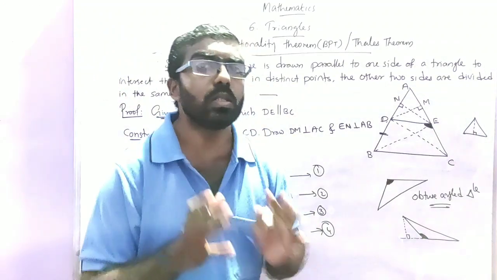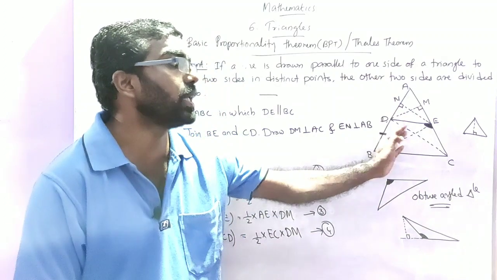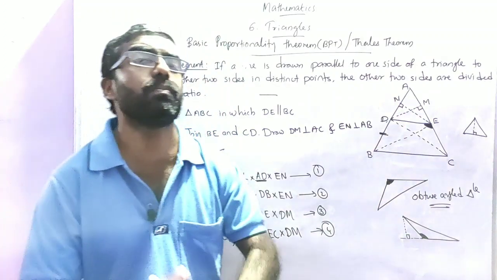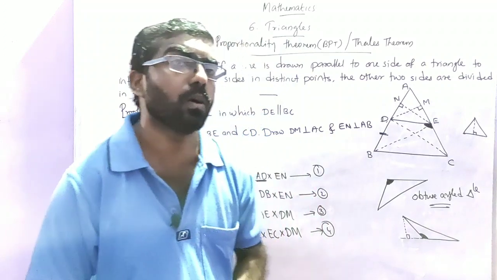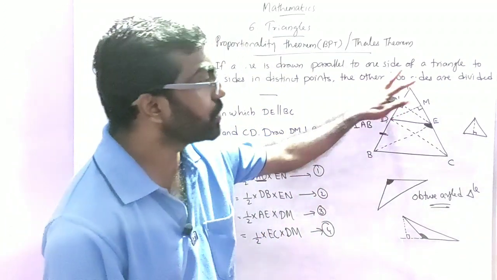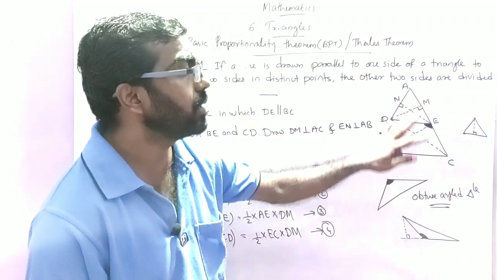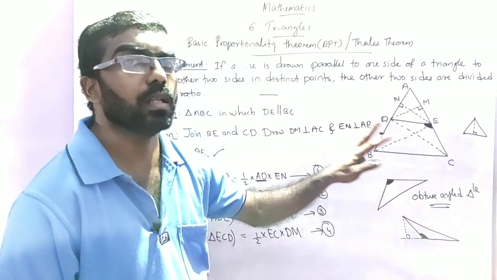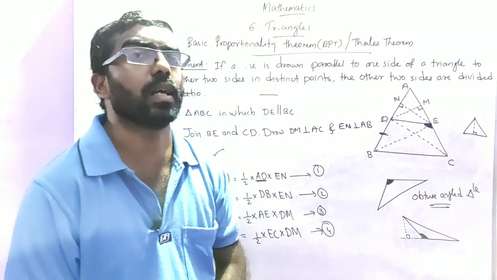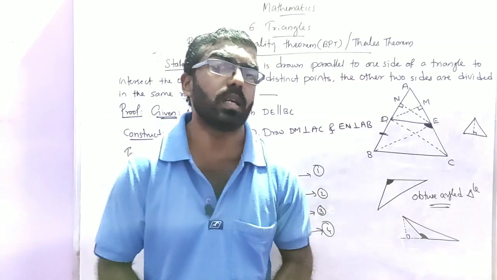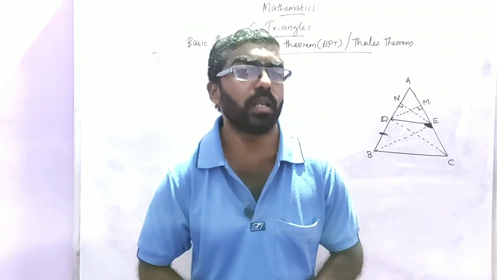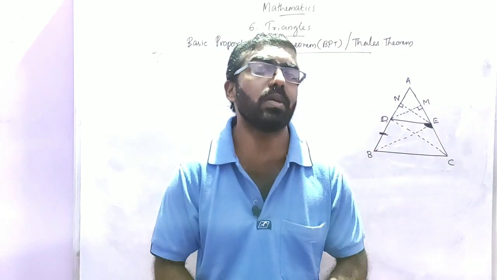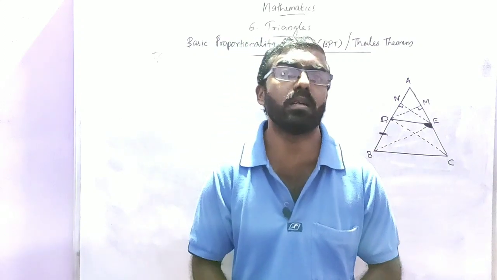Okay, so once you are clear with this picture, you can easily prove the theorem. No need to learn anything by heart. Okay, if you know how to draw this triangle and what is given in the triangle, then we can easily write the proof of this theorem. Okay, now we got 4 different equations. From these equations we proceed with the remaining.